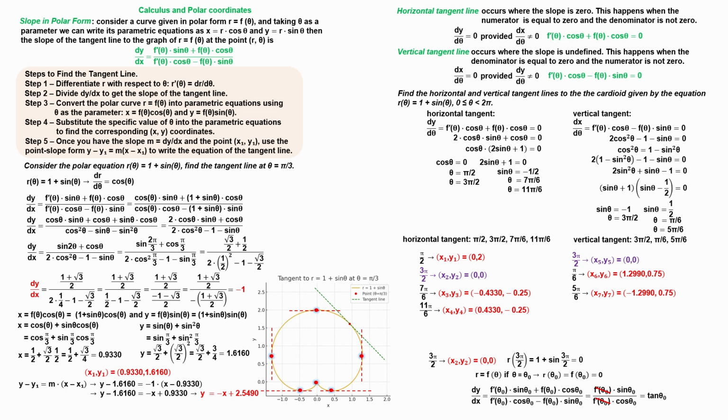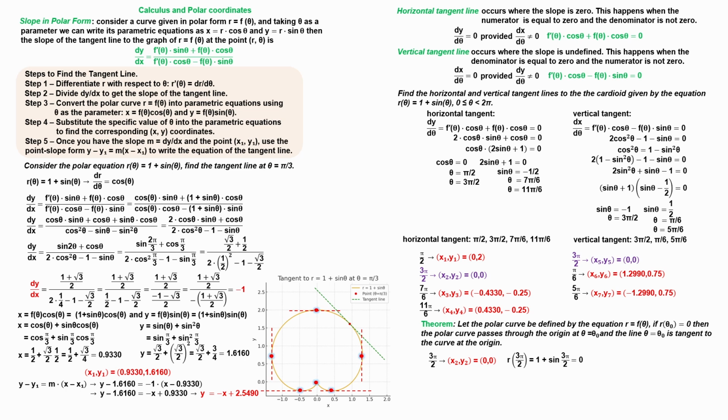Thus, we have established the following result. Let the polar curve be defined by the equation r equal to f of theta. If r of theta 0 is equal to 0, then the polar curve passes through the origin at theta equal to theta 0, and the line theta equal to theta 0 is tangent to the curve at the origin.